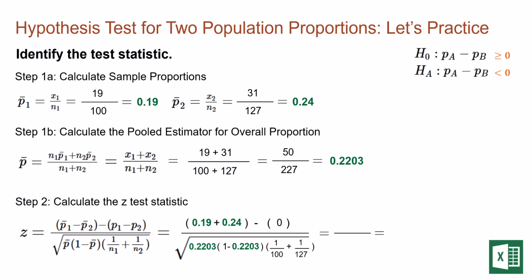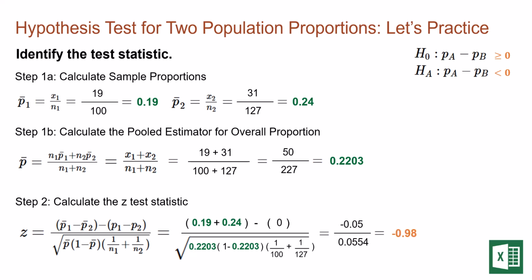Now in the numerator, we subtract 0.19 from 0.24 and we get a negative 0.05. The denominator here is where it gets tricky and you want to watch out for your order of operations. But if you do this calculation, you get 0.0554. Finally, take negative 0.05 and divide it by 0.0554 and you get a negative 0.98.